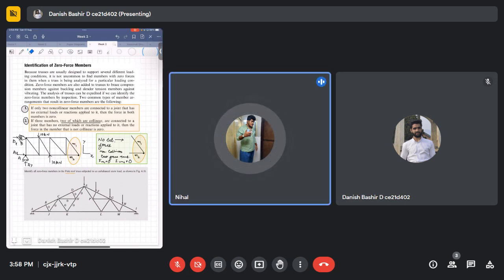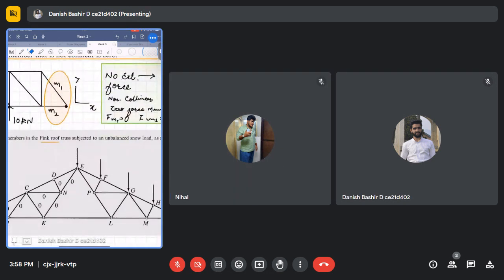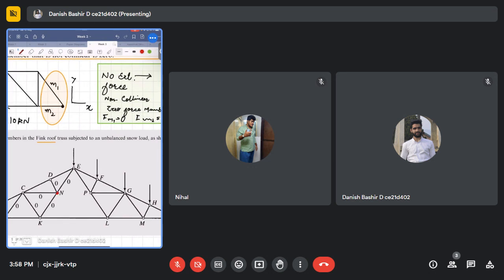Sir, the NE member, I am a little confused how it is a zero force member, because at joint E there is an external force, I think. We are considering joint N. At E there are members EP and EF, but while considering joint N, it satisfies the zero force member properties. That's why NE comes to be a zero force member.